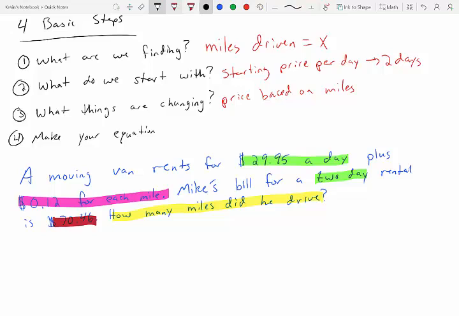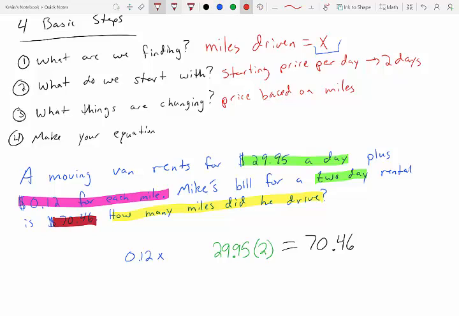Alright, so step 4, we have to make our equation. When we make equations, we always have a total on one side of an equal sign. So we have 70.46. And an equation needs an equal sign. So we put our equals in, and then we have to figure out, we have $29.95 a day for 2 days. How do we figure that out? Well, $29.95, we would say for 2 days, so times 2. And then he also gets charged 12 cents for each mile. So just like we had $29.95 times 2, because it was 2 days, we're going to say 0.12 times X, since we said X is the number of miles he drove.